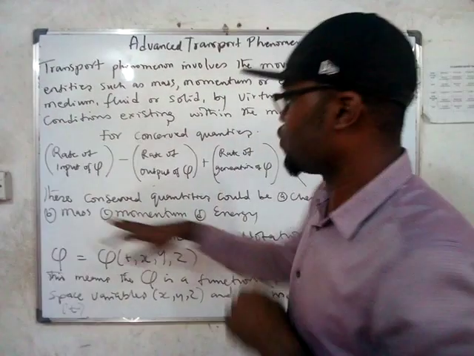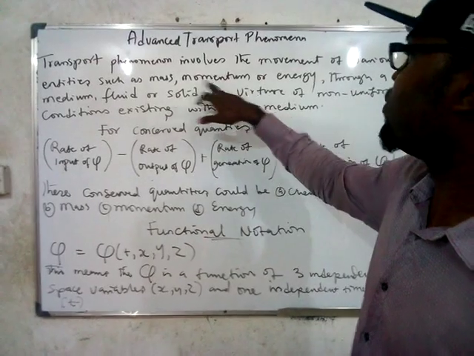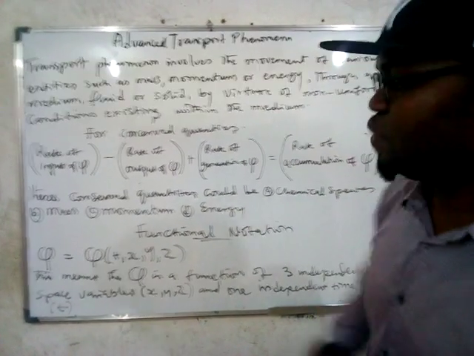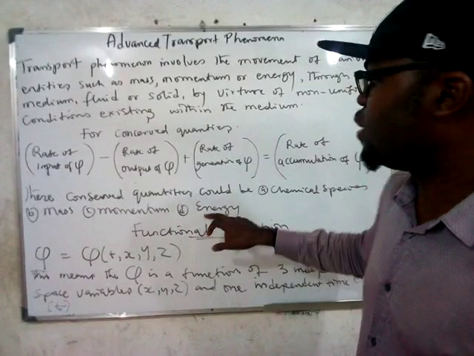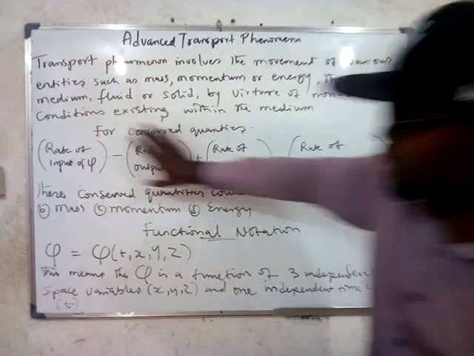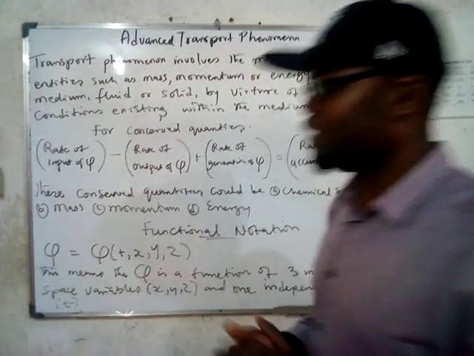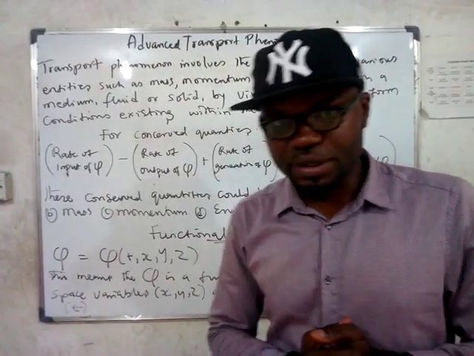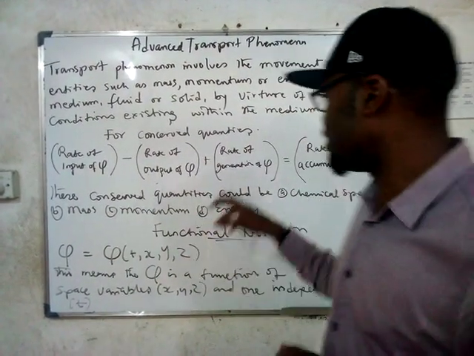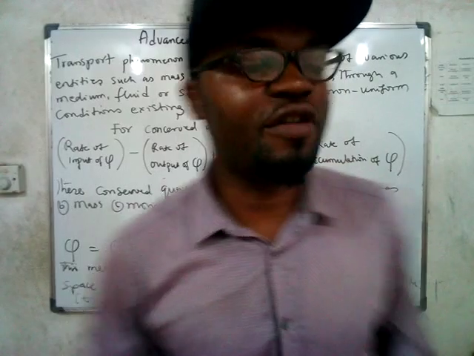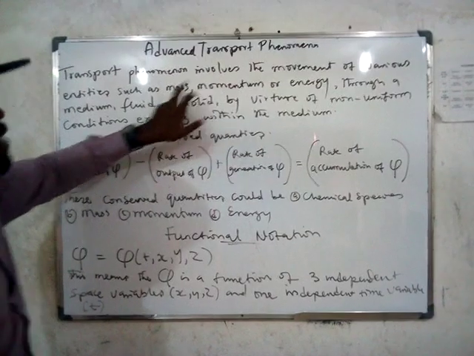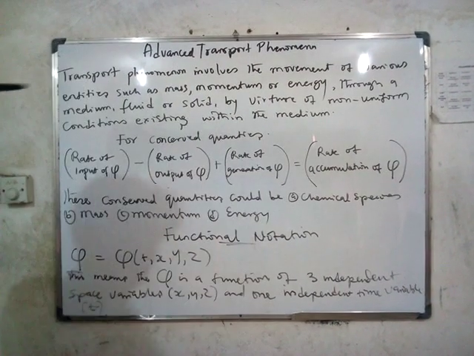And that brings us to what are the things that can be conserved. You can conserve chemical species in moles, mass, momentum, or energy. So any of these things that can be conserved, you can always write this rate equation for them. Very simple. Rate of input minus rate of output plus rate of generation is equal to rate of accumulation. Very, very important. This holds for any of them, whether it's mass, momentum, or energy.